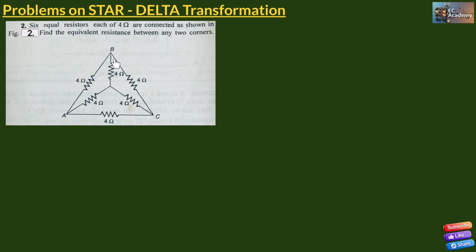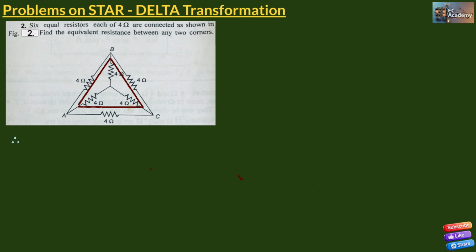So between any two corners we need to find the equivalent resistance. In the first step, let us convert this star network into a delta network. Since all the resistances are the same, if we find one value of the delta branch, it will be the same for all the branches of the delta network.